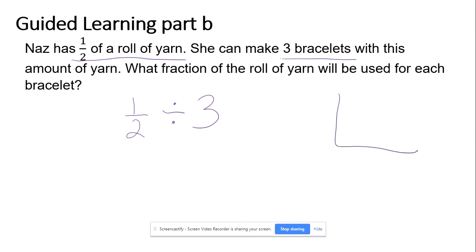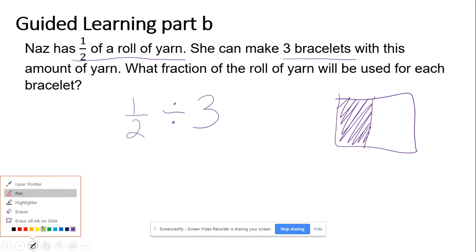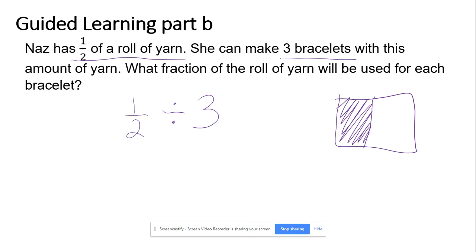So let's start by drawing a picture. We have our rectangle to represent half a roll of yarn. So if we're only starting with half, we should shade only half of the roll or half the rectangle. I'm going to change colors here. We're going to be making 3 bracelets, so we can label them bracelets A, B, and C. This top portion is going to be made for bracelet A. This middle portion of the roll of yarn is going to be made for bracelet B. And this last portion is going to be used to make bracelet C.